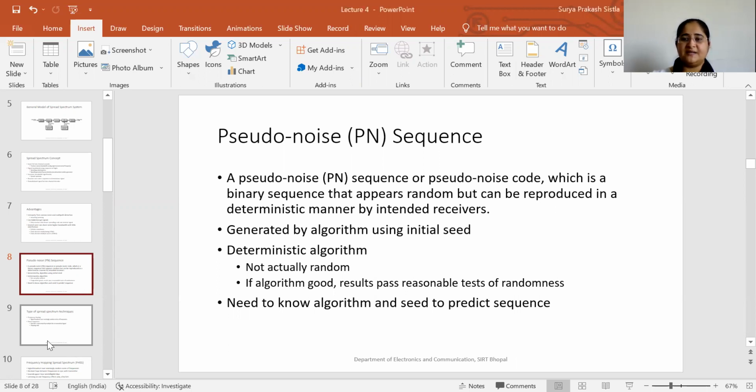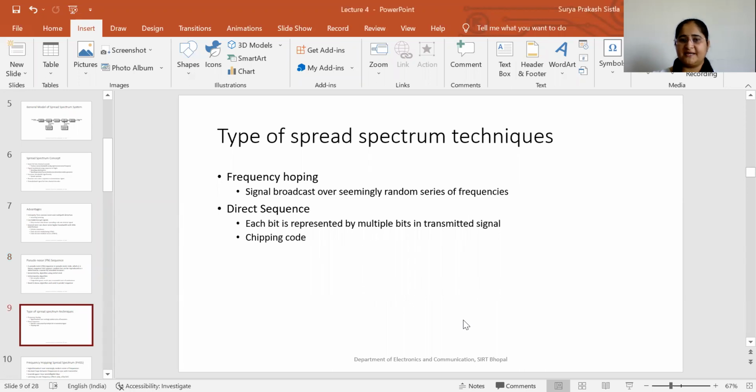Now we will see the different types of spread spectrum techniques. There are broadly two types of spread spectrum techniques. One is frequency hopping, another is direct sequence. In frequency hopping, the signal is broadcast over a seemingly random series of frequencies, in which the signal is superimposed on a different set of frequencies. And in direct sequence, each bit is multiplied by a series of bits, and this series of bits is known as the chipping code.